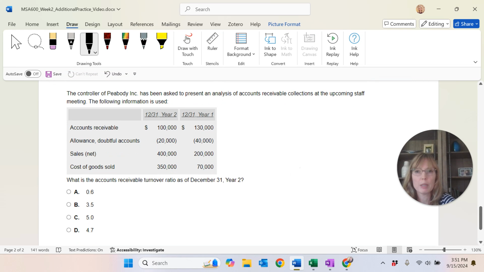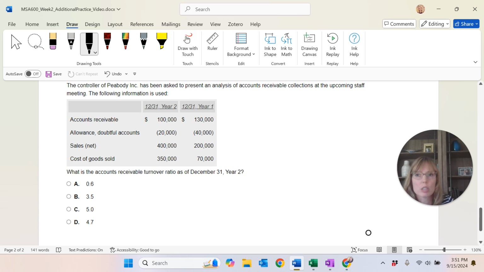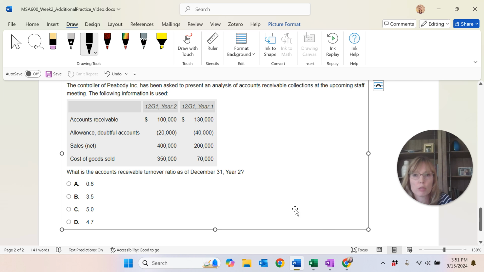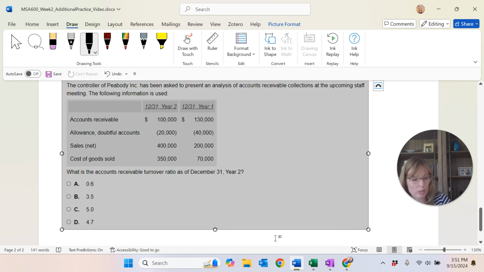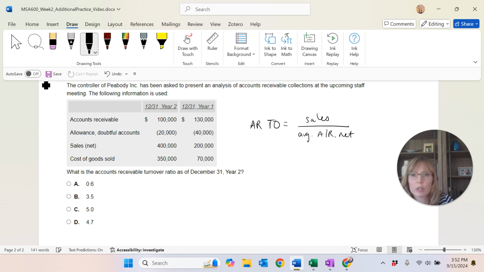And finally, the controller of Peabody has been asked to present an analysis of accounts receivable collections. The following information is used. What is the accounts receivable turnover ratio at the end of the most recent year? So we know what our accounts receivable turnover ratio is. We have to memorize that formula. Accounts receivable turnover. We have our net sales divided by average accounts receivable. This is, of course, always net of the allowance for doubtful accounts.